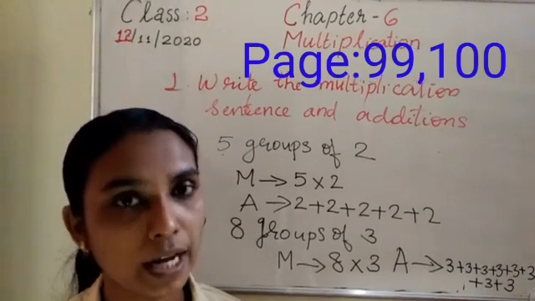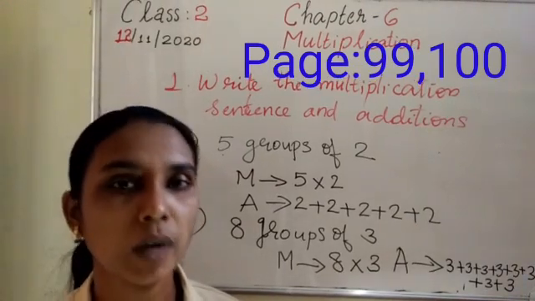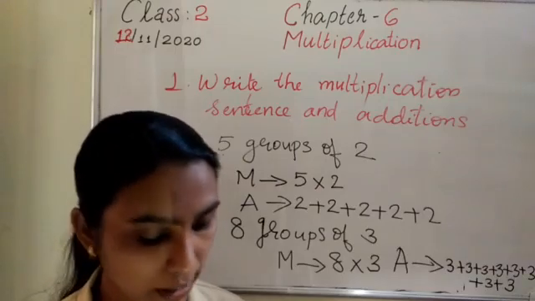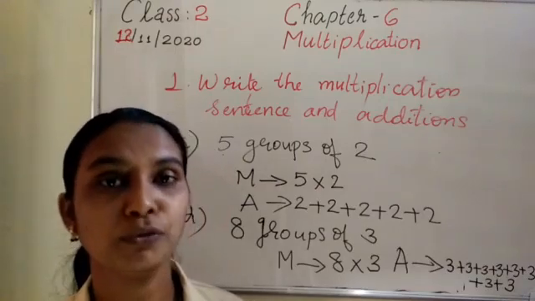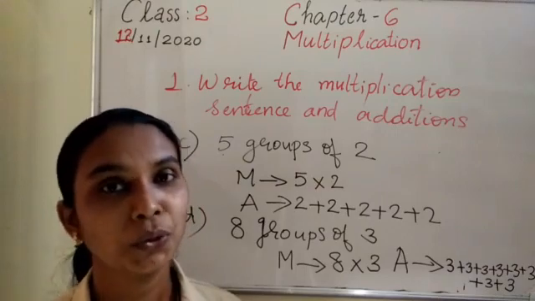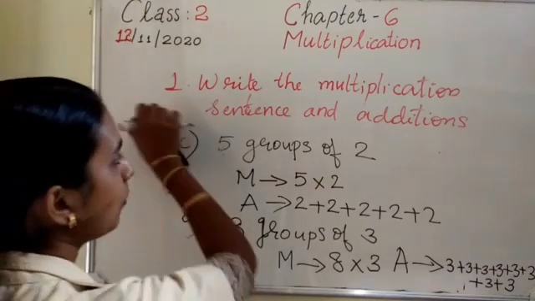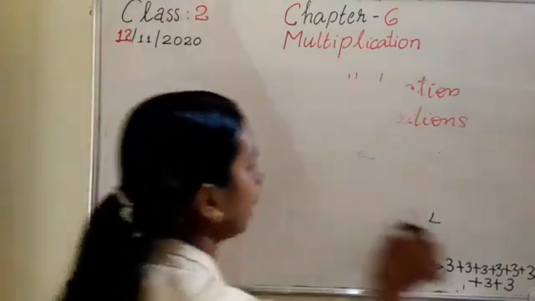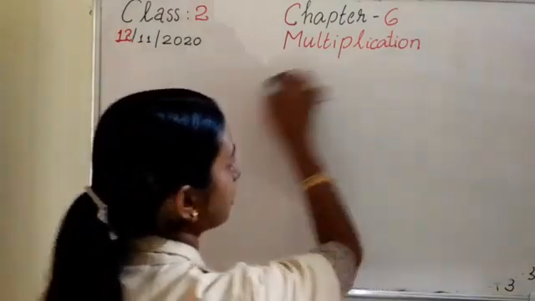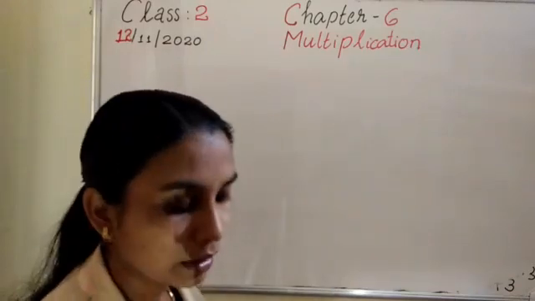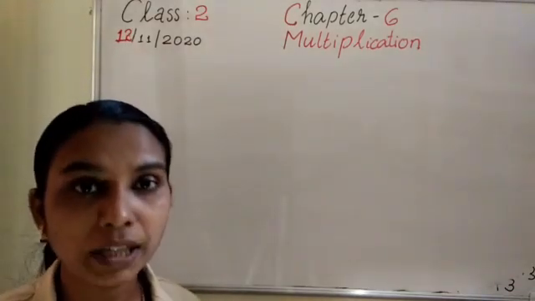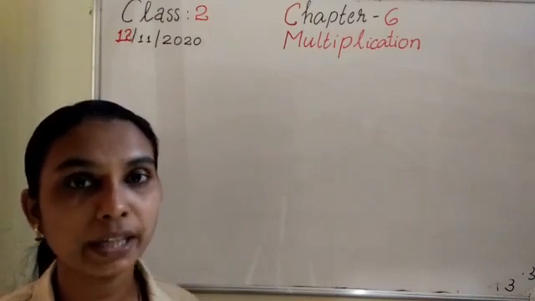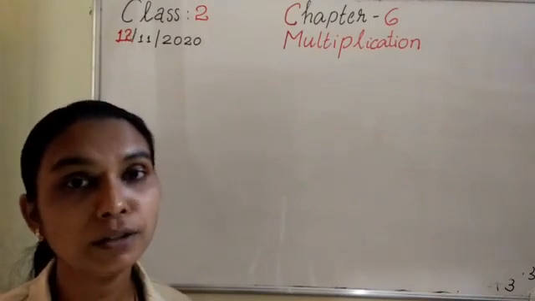So you can do your textbook exercise page number 99 and 100. Then next we are going to study the multiplication table for 2. The multiplication table for 2 is very easy. That means you have to count twice, skip counting in 2's. The multiplication table for 2 is the skip counting in 2's.